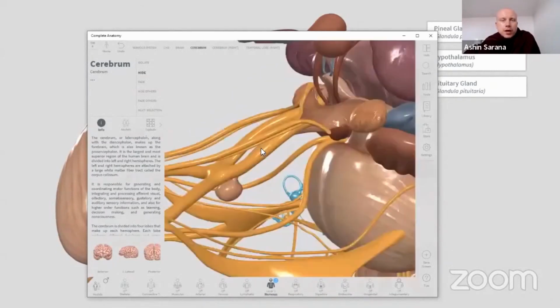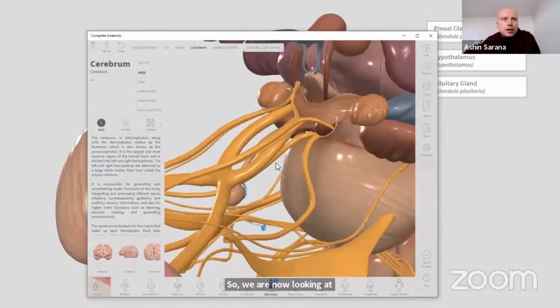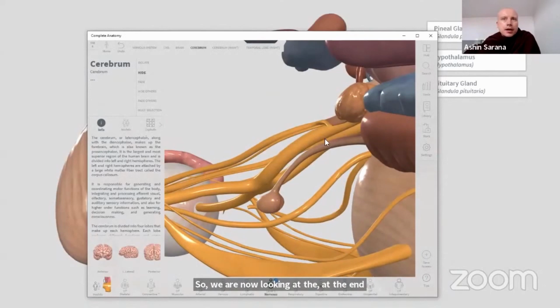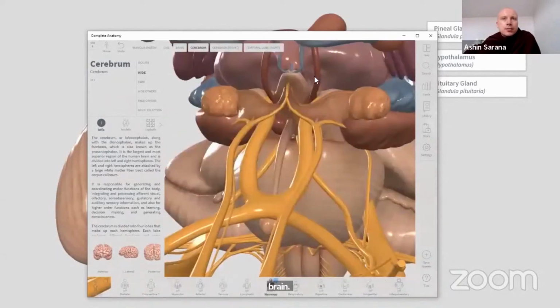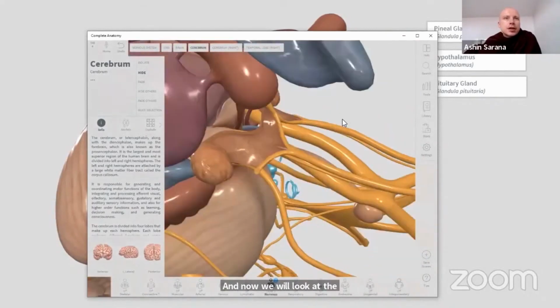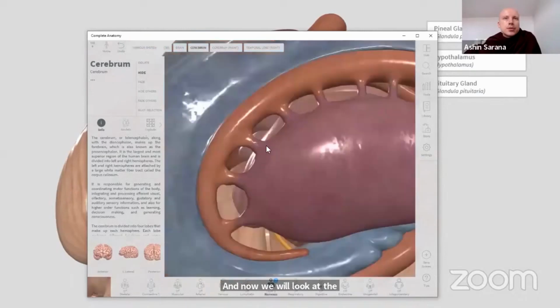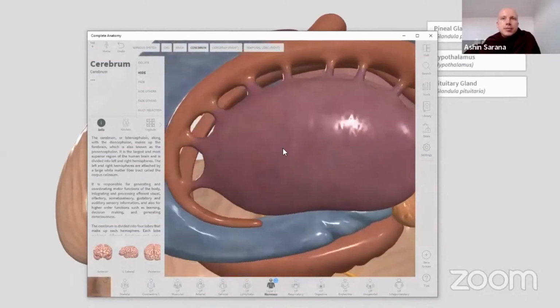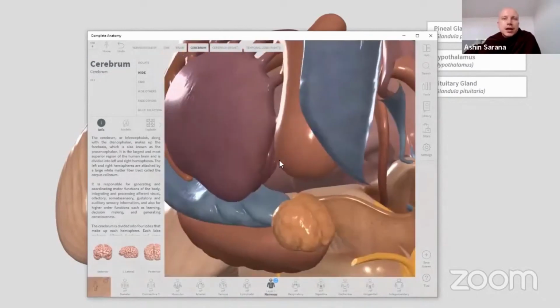So we are now looking at the inner parts of the brain, and now we will be looking at the hypothalamus. The hypothalamus actually is hidden here under the thalamus. That's why it's called hypo. The hypo means under, thalamus is thalamus, so it's hidden under the thalamus.